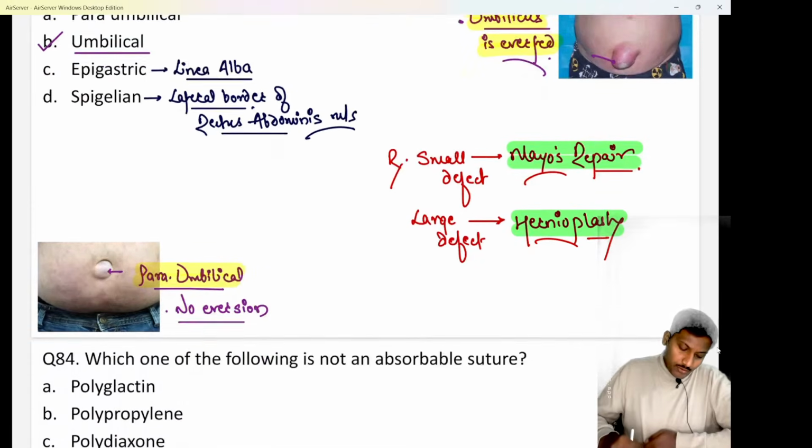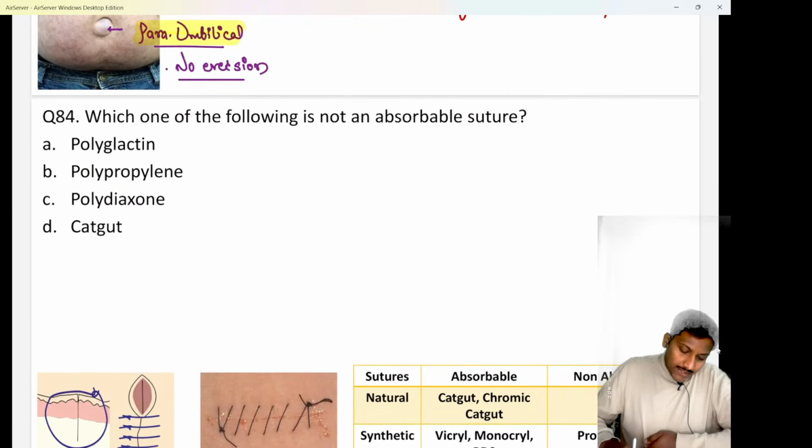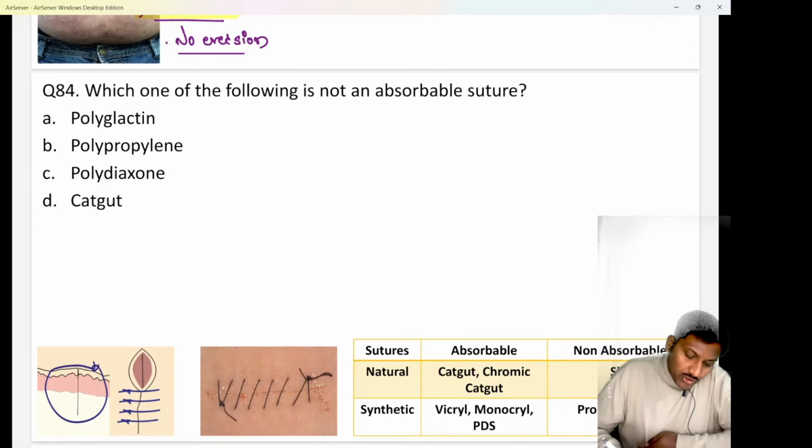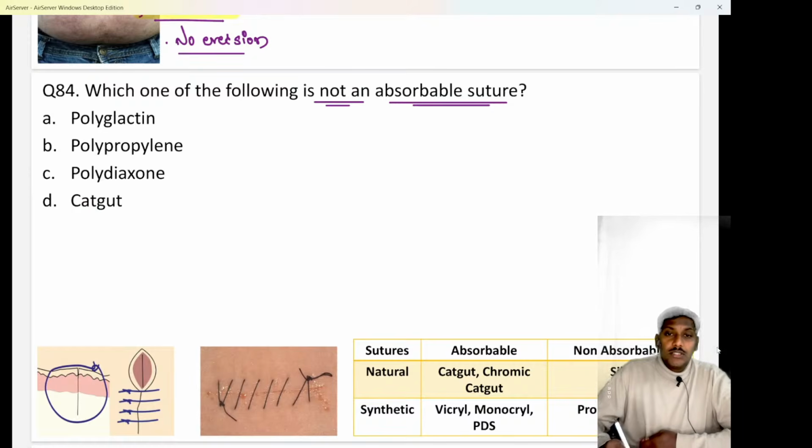So that is important. Understood? Next is question number 84. Here they are asking which one of the following is not an absorbable suture. Let me know in the chat box now. Which one of the following is not an absorbable suture? That means they are asking you which one of the following is a non-absorbable suture. Basically, let me know in the chat box.